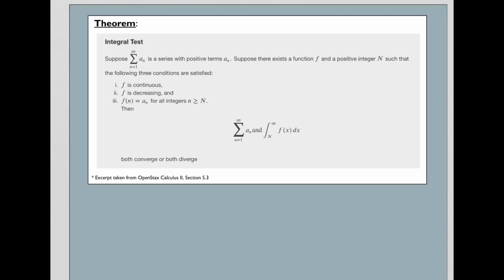Then we can make the following conclusion. The infinite series n equals 1 to infinity of a sub n and the integral from capital N to infinity of f of x dx either both converge or both diverge. Really, we take a series, we take its corresponding function, and whatever that improper integral does, converge or diverge, tells us what the corresponding series will do.